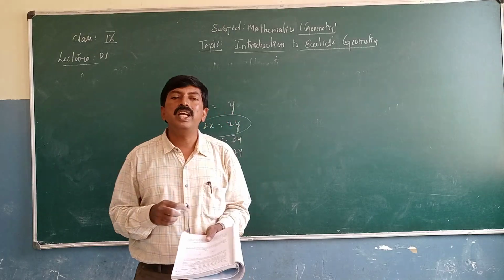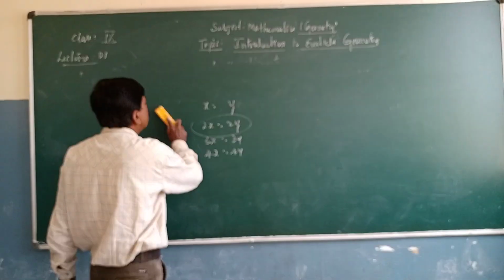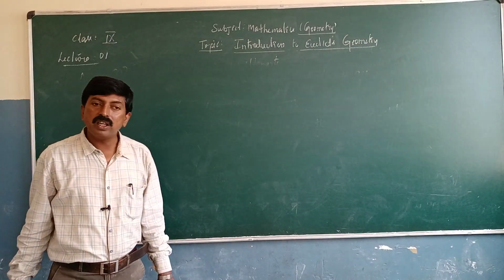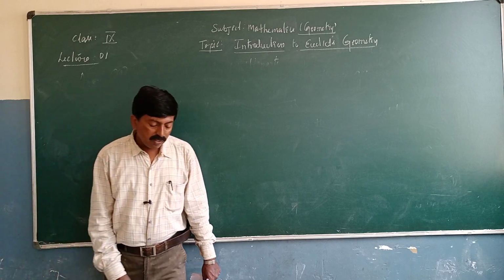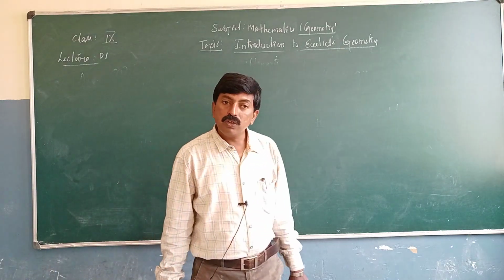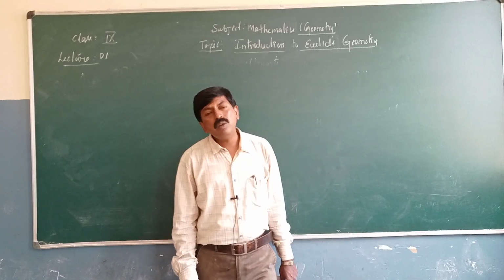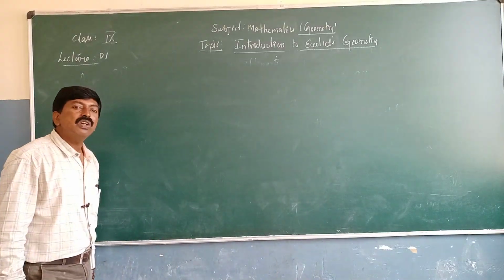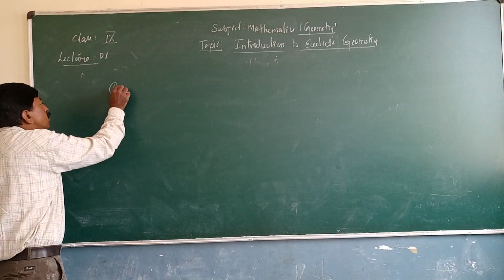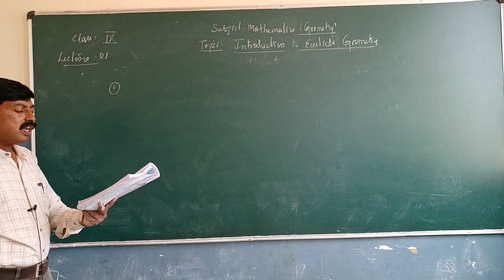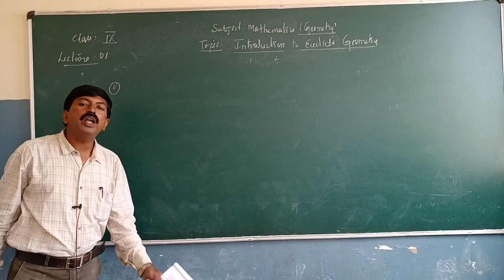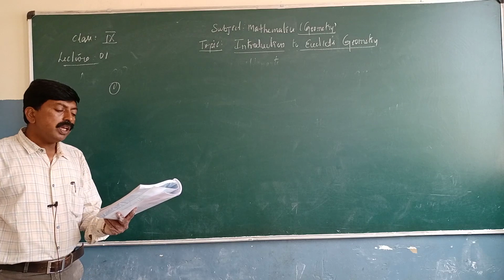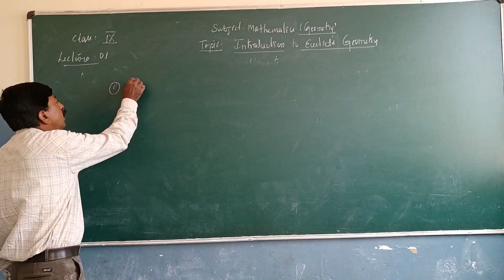Now come to postulates. What are postulates? Postulates are also mathematical statements that are accepted without open discussion. In some respects, postulates are also called axioms. Now the first postulate: a straight line may be drawn from any one point to any other point.